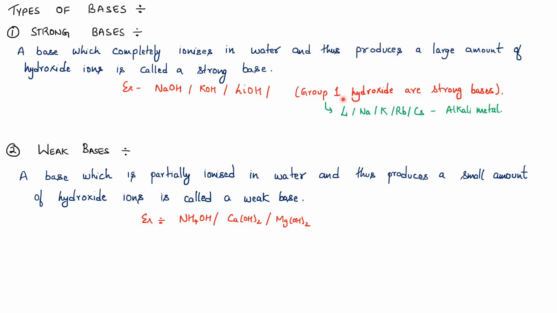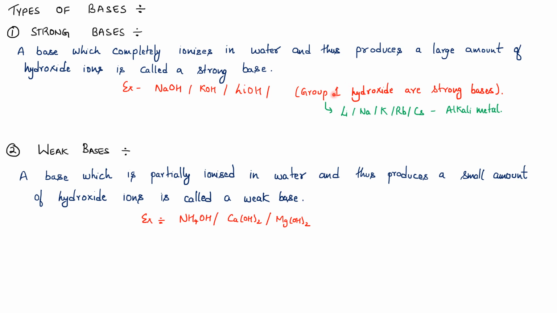So, on the basis of their dissociation and ionization in water, bases are classified as strong bases and weak bases. A base which completely ionizes in water, meaning it dissociates completely to produce a large amount of hydroxide ion, is called a strong base. Their examples are NaOH, KOH, LiOH.